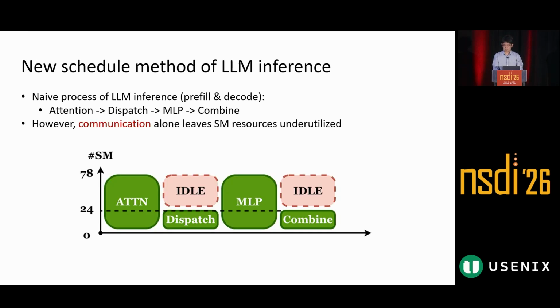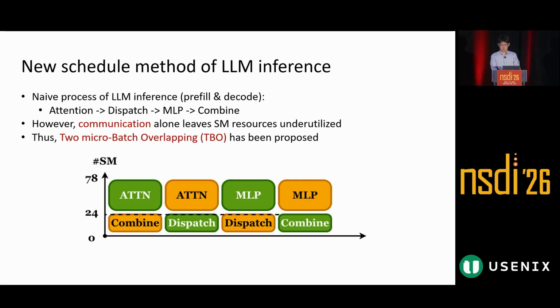If we look at the basic inference schedule, attention is followed by dispatch, then expert MLP computation, and finally combine. This sequential process is simple, but during communication, many SM resources are not used for tensor computation, which already hints at its inefficiency. To improve utilization, previous work introduced two-microbatch overlapping, or TBO. The idea is to overlap communication from one microbatch with computation from another. This indeed improved overlap, but it also creates contention between communication kernels and tensor computation.